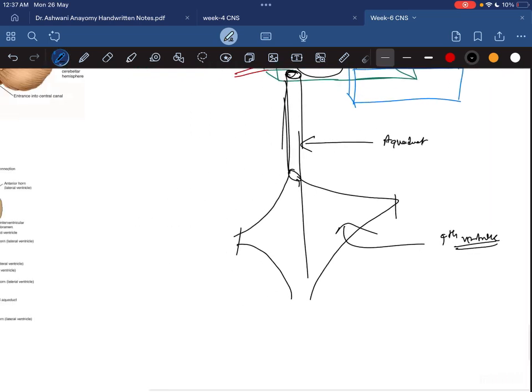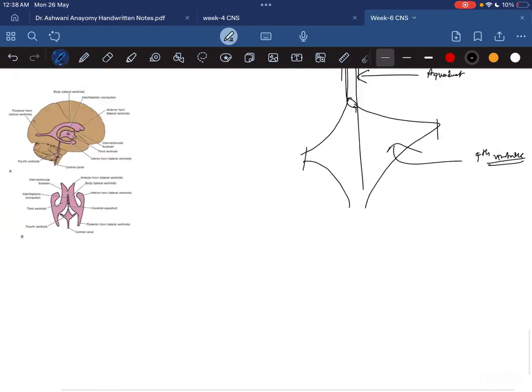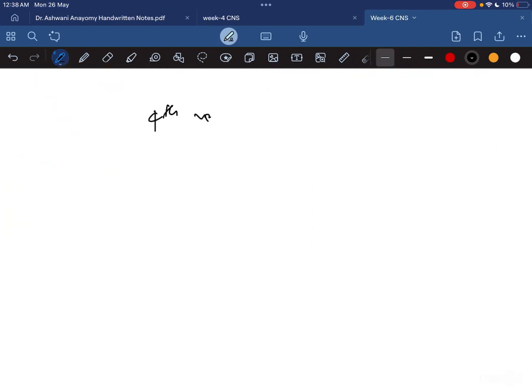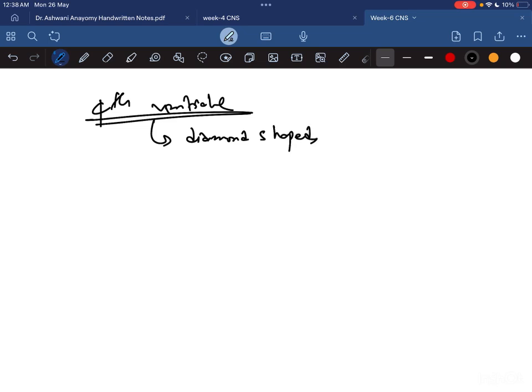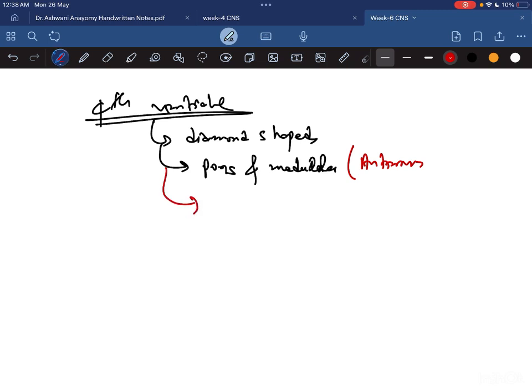Now moving on to the fourth ventricle. It is diamond shaped. Now our topic is the fourth ventricle. It is a diamond-shaped cavity present between the pons and medulla anteriorly. Like this, it is located in the anterior. And when you look at the posterior, there is the cerebellum. This is the posterior portion.